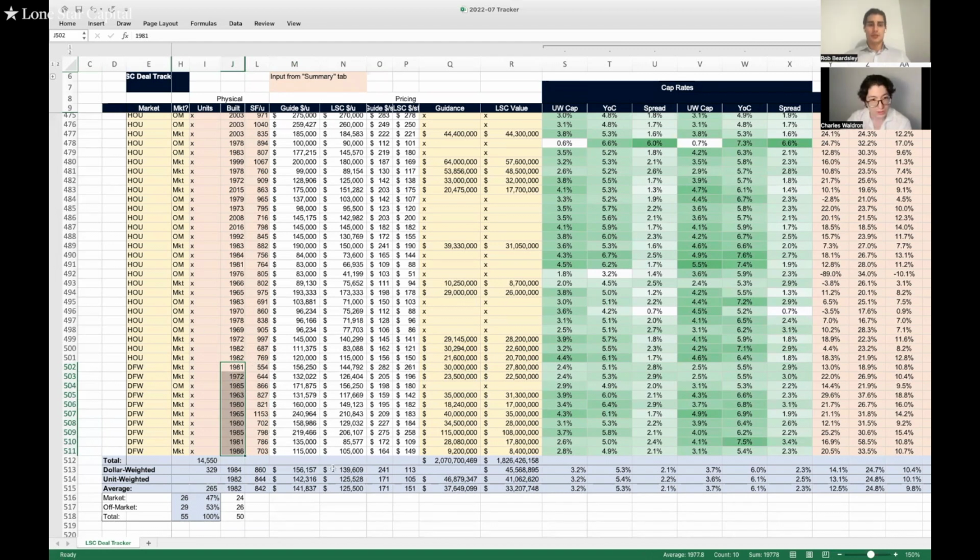Yeah, so you can see here the average vintage we've been looking at is 1977. The price per door is higher, so 162. So they're older and the prices are higher. Cap rates have been tough, 3.2 average, but you see some twos here, a good number of twos.